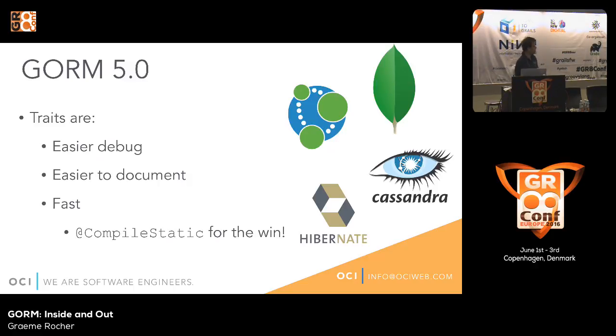It's fast, so they're all compile static compatible. So you can write logic that has compile static on it in a service and invoke Gorm methods now, because they are actually defined in interfaces formally rather than being something added via transforms.